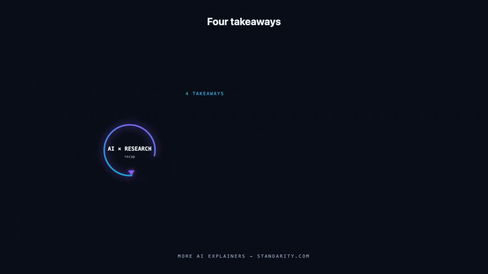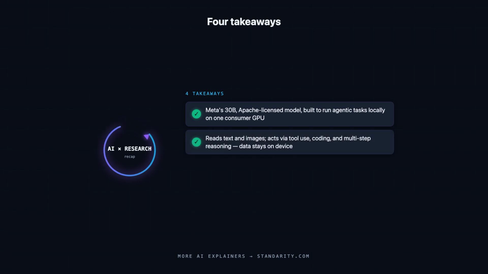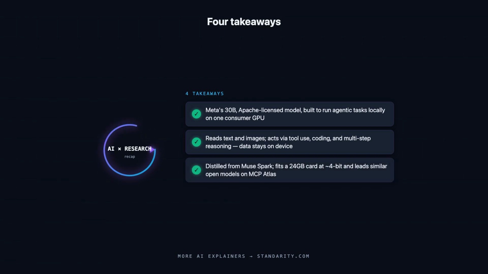Alright, let us lock in the essentials. Muse Glimmer is Meta's 30 billion parameter, Apache licensed model, built to run agentic tasks locally on a single consumer GPU. It reads text and images and acts through tool use, coding, and multi-step reasoning, all while keeping your data on the device. Distilled from Muse Spark, it fits a 24 GB card at 4-bit precision and reportedly leads similar open models on agentic benchmarks like MCP Atlas.